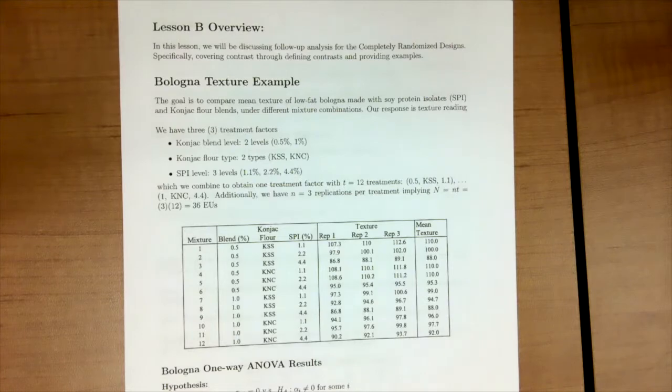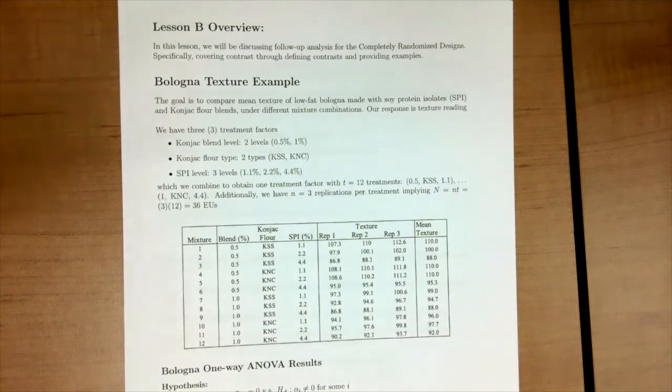If we recall from our previous lesson, 2A, we were looking at completely randomized designs. A completely randomized design is when we randomly apply treatments to experimental units, and we look to see if a treatment has an effect using a one-way ANOVA. From last lecture, we looked at a paint example, and we said that there was no evidence of paint having an effect on our response.